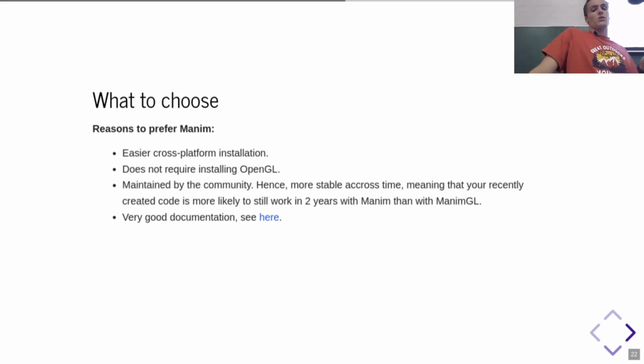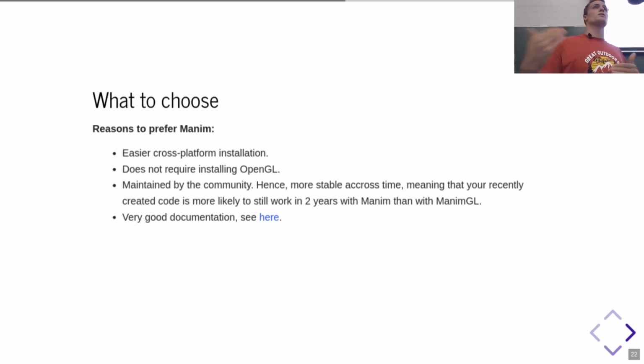Second, it does not require installing OpenGL, and I think most of you maybe don't care about that, but that's something that can be hard to install depending on the platform. It's also maintained by the community, and it has two advantages. The first one is that if you make a change, a lot of people are going to review it, meaning that if it's a breaking change that will break things in the future, it's most likely going to be caught because more people are going to look at it.